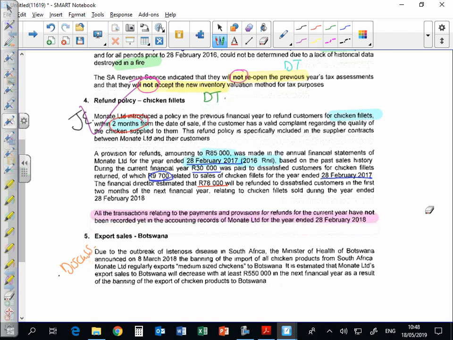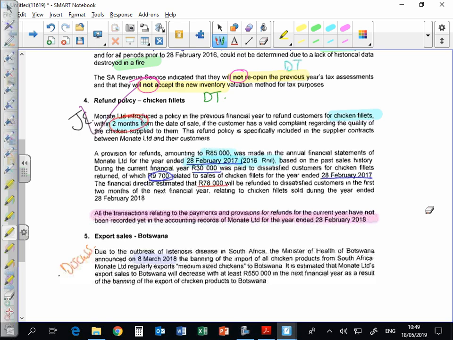Number 5, and they wanted us to discuss this one. Due to the outbreak of listeriosis disease in South Africa, the Minister of Health in Botswana announced on the 8th of March that they are banning the import of chicken from South Africa. And we as a company, basically we export to Botswana. This will affect our sales in the next financial year because we don't have those exports anymore. All right.